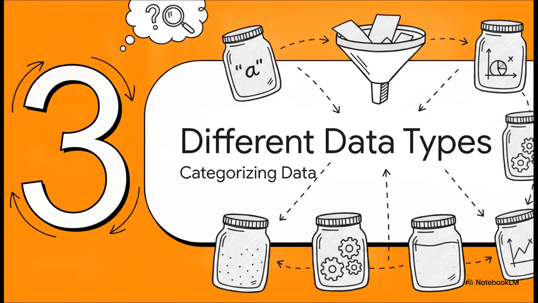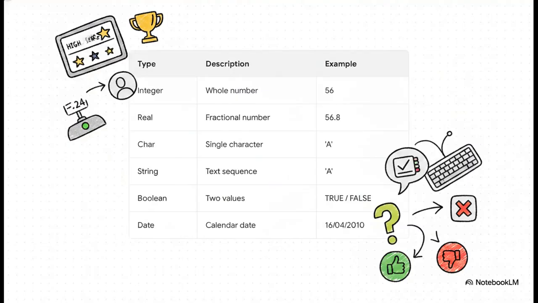Next up, Part 3, different types of data. So how exactly do we categorize all these different ingredients we're storing? Well, computers have to know exactly what kind of atomic data they're dealing with. For example, you'd use an integer, just a whole number, for a high score, but you'd use a real data type for a fractional number, say a character's weight of 56.8. Then you've got strings for text, like a player's name, or a simple true or false Boolean, which is absolutely perfect for checking stuff like, hey, is the game over?